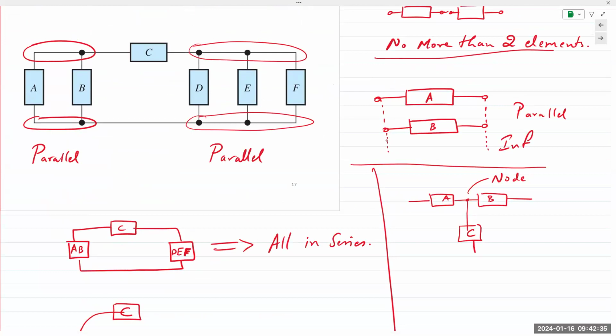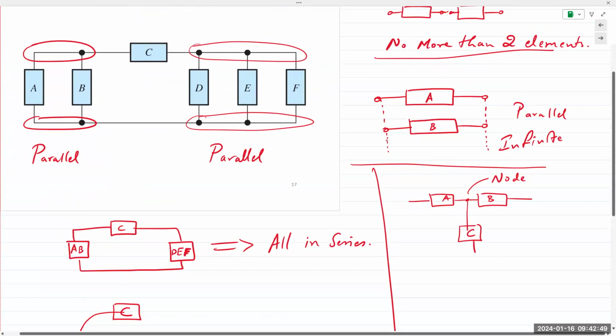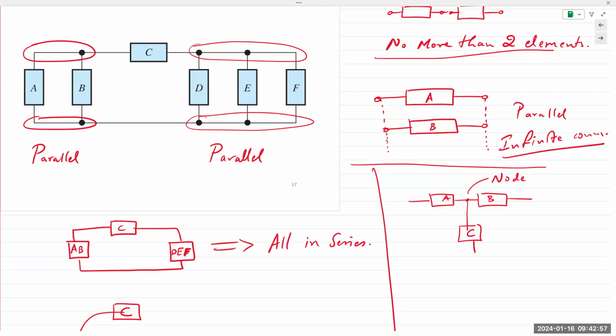A and B, 2 elements in parallel. D, E, and F, 3 elements in parallel. You could put in G, H, I, J, K, as many as you want. Infinite connections possible. Now, at this point, we don't know what these elements are, right? This is just to point out series and parallel connections.